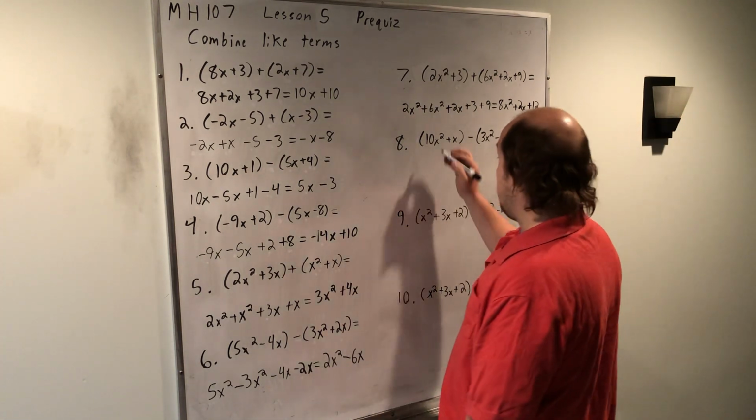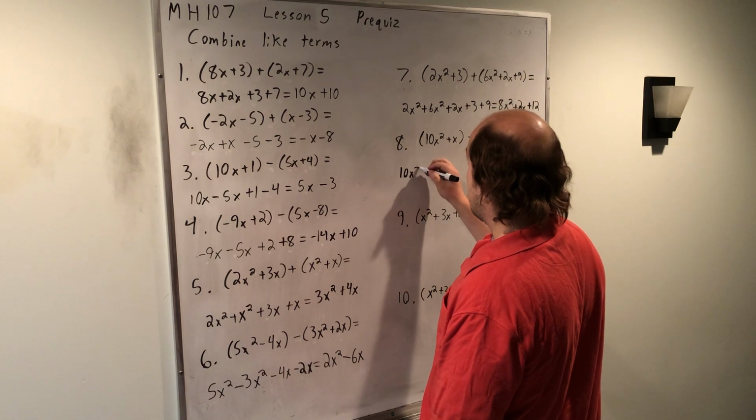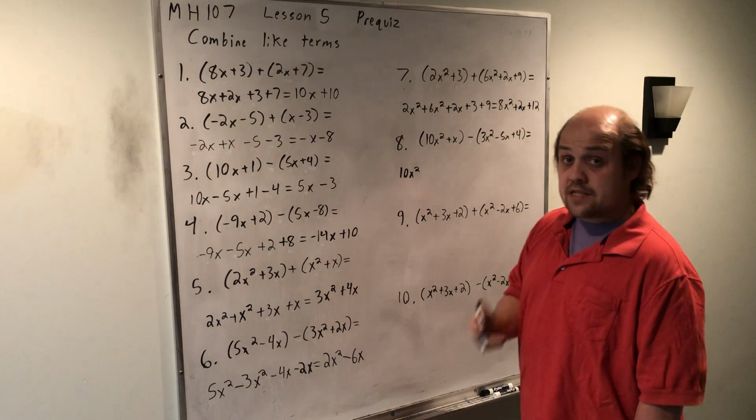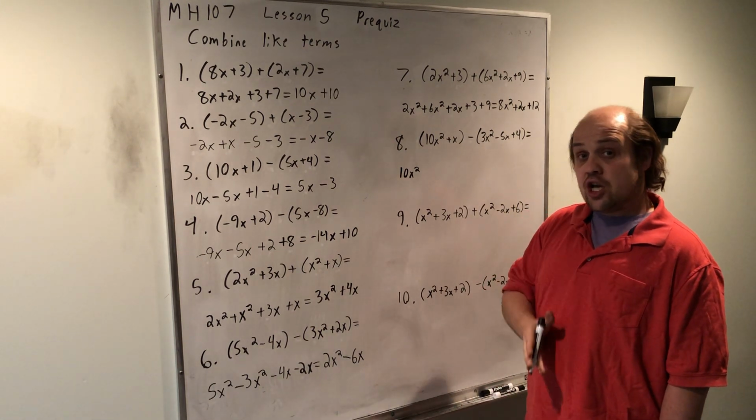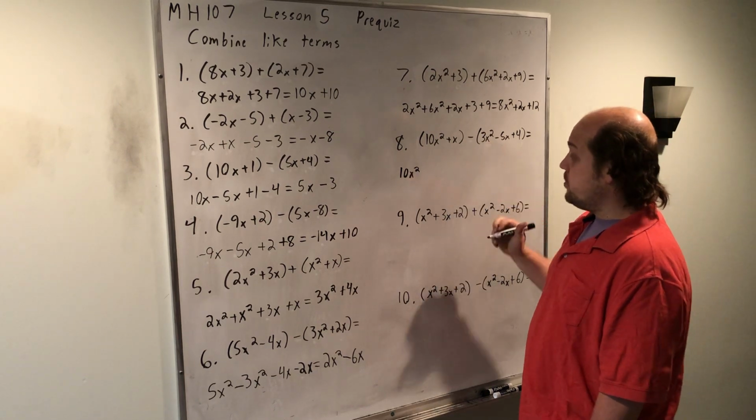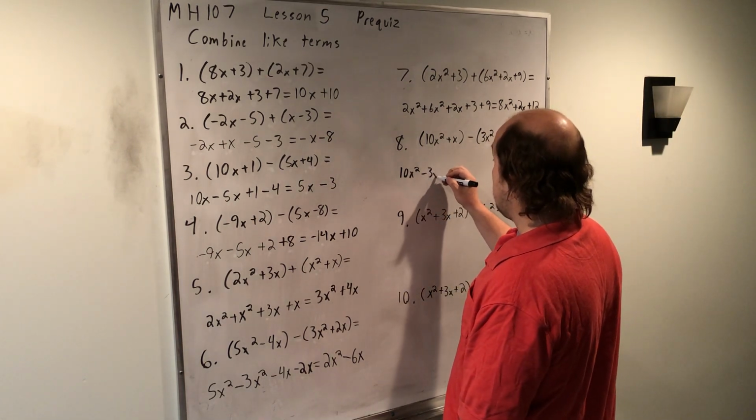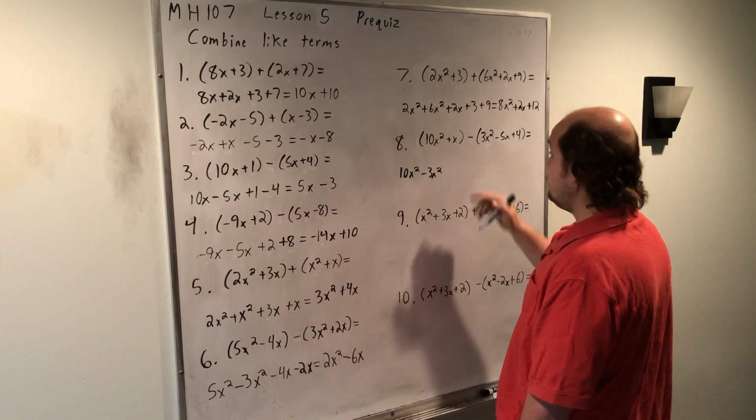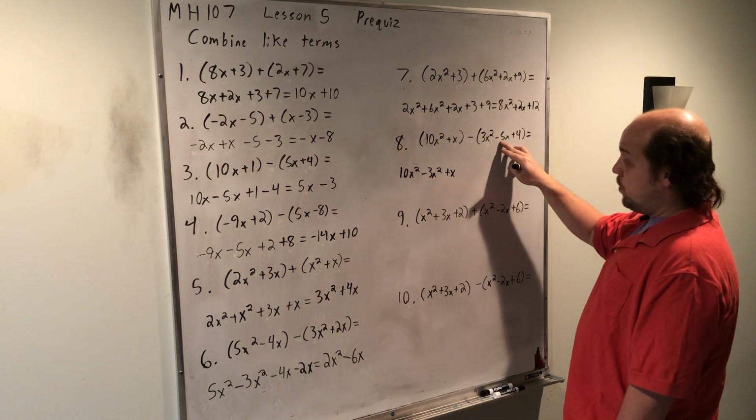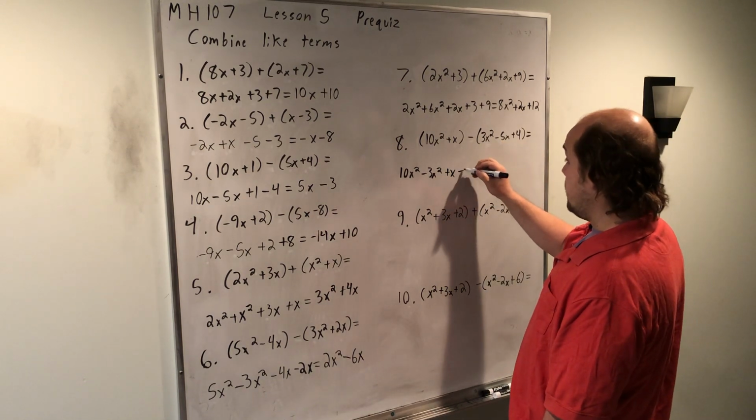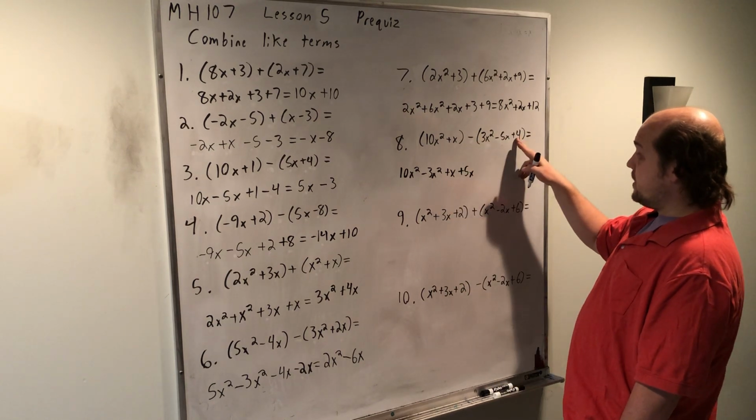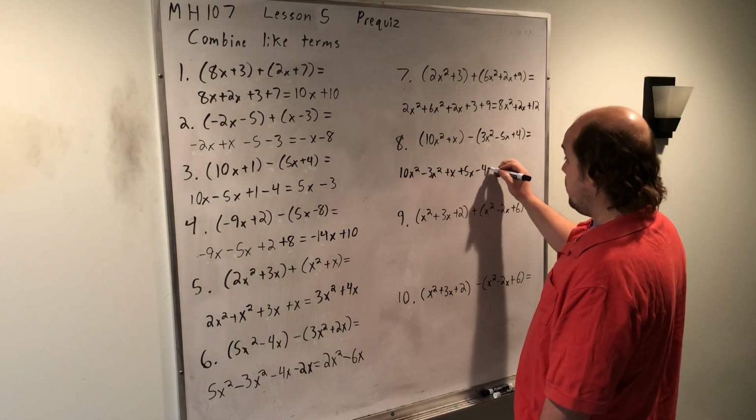In problem number 8, I'm going to start out by bringing down the 10x squared. This negative gets applied to all 3 terms here. When I say gets applied to all 3 terms, it means it changes the sign in each of the 3 terms. So this first term, 3x squared, used to be positive. It becomes a negative 3x squared. I can then bring down this positive x. This negative changes what was a negative sign to a positive sign. So this becomes plus 5x. This negative changes this positive 4 to a negative 4.